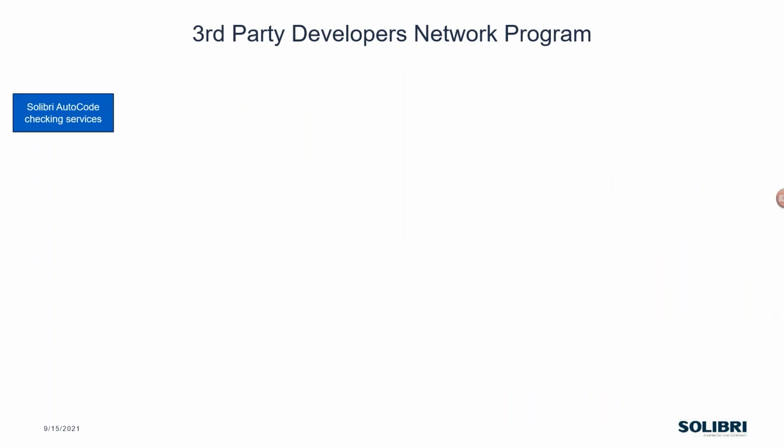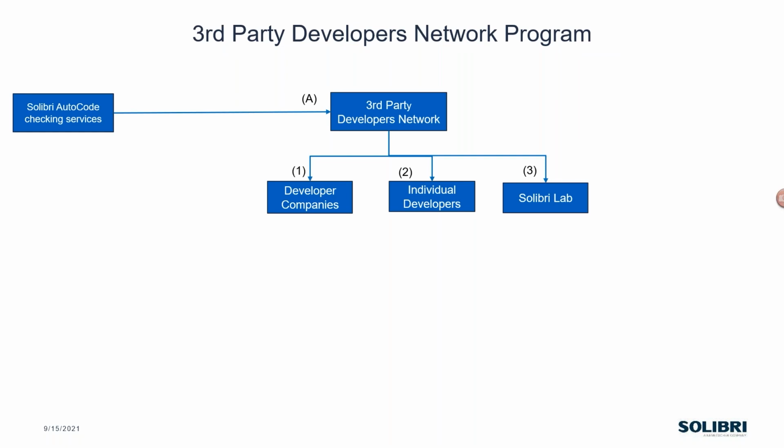So this is in a nutshell how the program works. The AutoCode checking services has now been extended into the third-party developers network program. The program has three kinds of groups in a nutshell. There are the developer companies, and then there is a network for individual developers on SDP, and then there is Solibri Lab, which is aimed at education institutions.